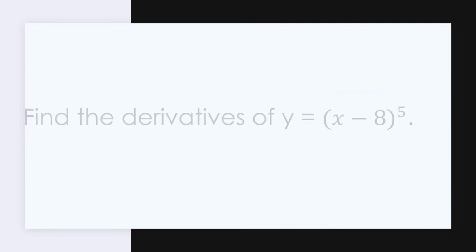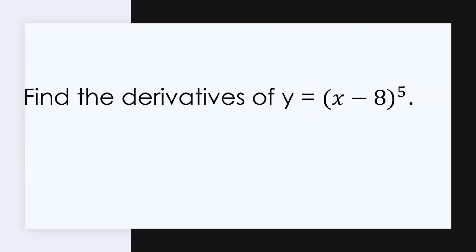Last: 5, 5 minus 1, 4. The derivative of x minus 8 is 1. So 5 times (x minus 8) to the power of 4. That's it.